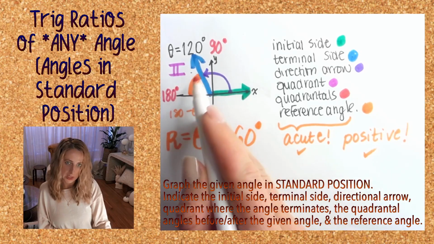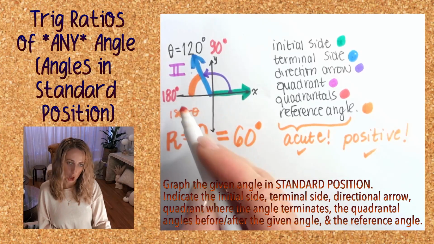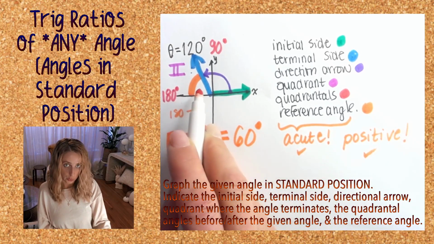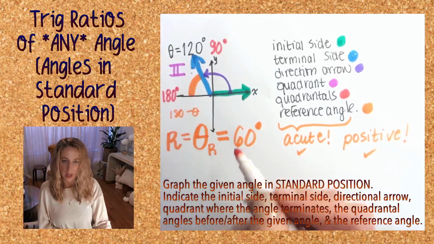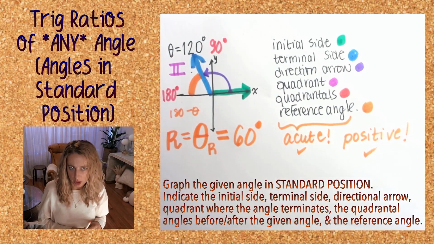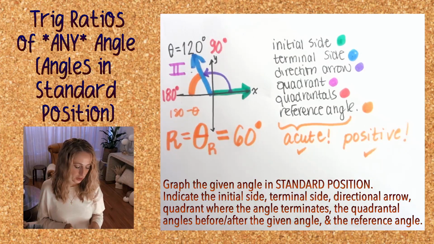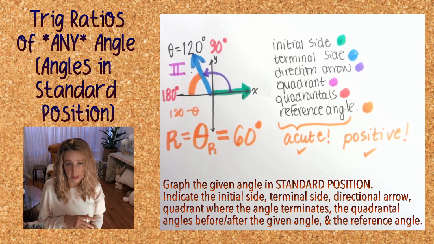So not only do you indicate it with a little arc, I know you know where it is, you also indicate the measure. If the problem is given in degrees, you do everything in degrees. If the problem is given to you in radians, you do everything in radians.